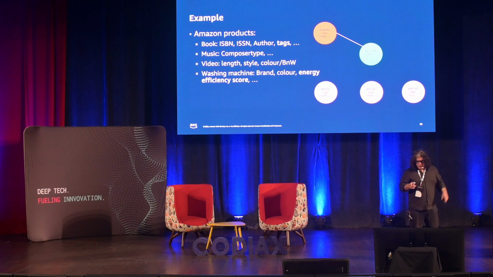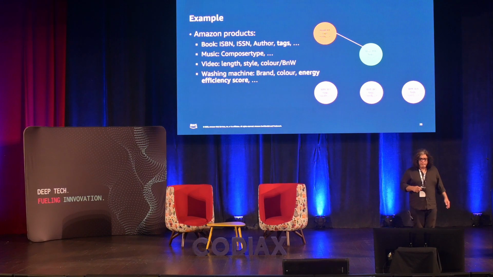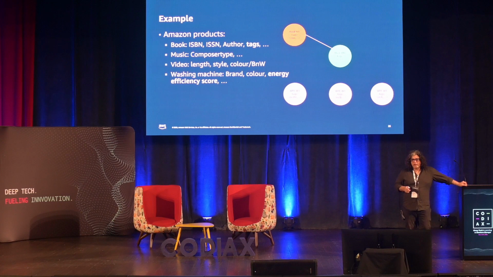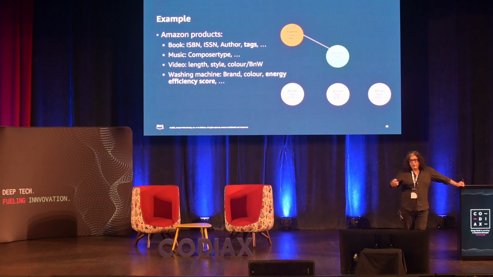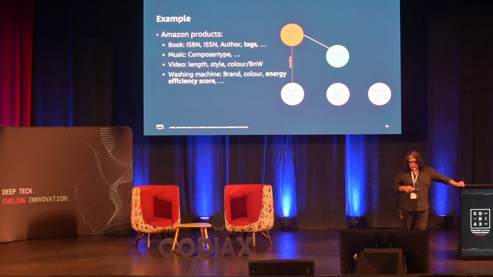So here's an example. Look at that. There's a user M1. It's got no tags at the moment. There is a book, B1, and that book has a tag called environment. It's a book about environment. If that user M1 interacts with enough objects with the tag environment, we can tag that user as somebody who's interested in the environment.